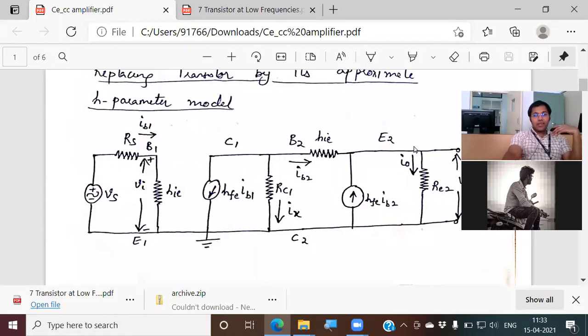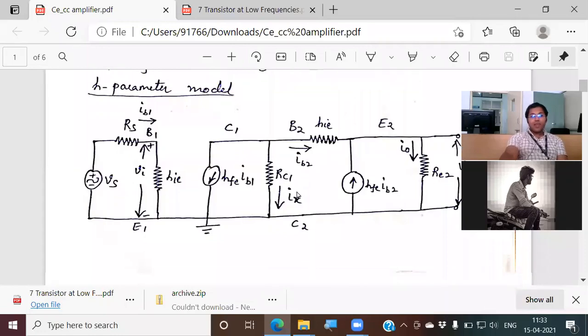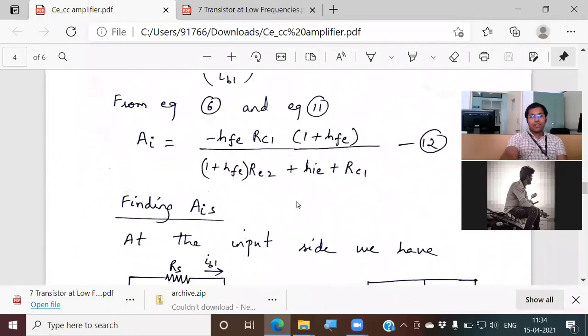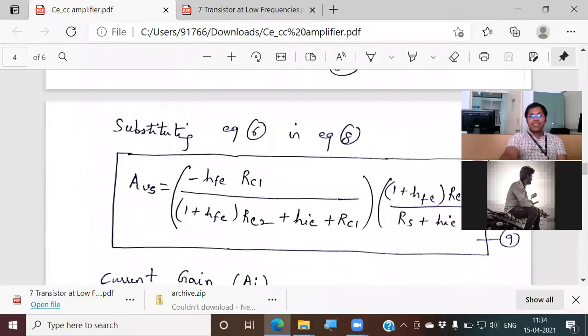What is V naught in terms of I naught? I naught in terms of IB2 and IX. First eliminate IX. Then I naught in terms of IB2, IB1. Get the relation between IB2 and IB1. Then we get V naught, and Vi is already in terms of IB1. IB1 we can cancel, and then we obtained V naught by Vs. We did this in the previous class. This is only revision that I have done so far. So this AVS, this is the expression we got.